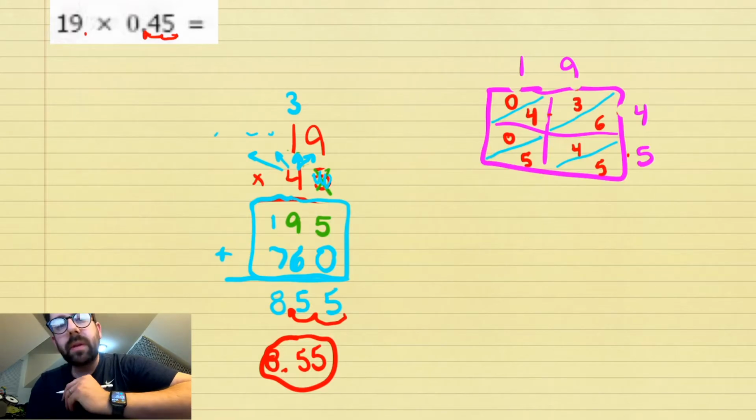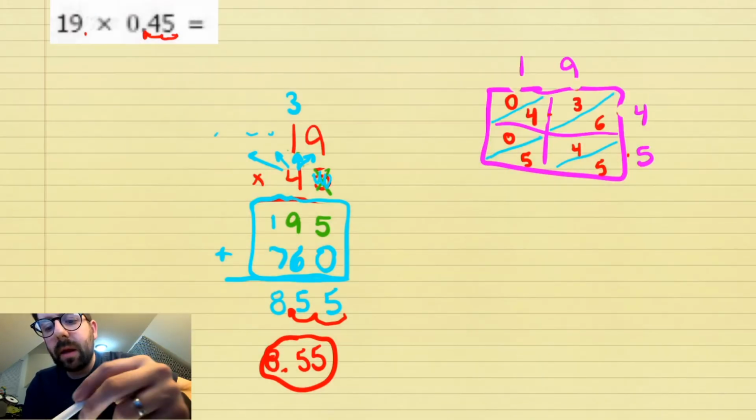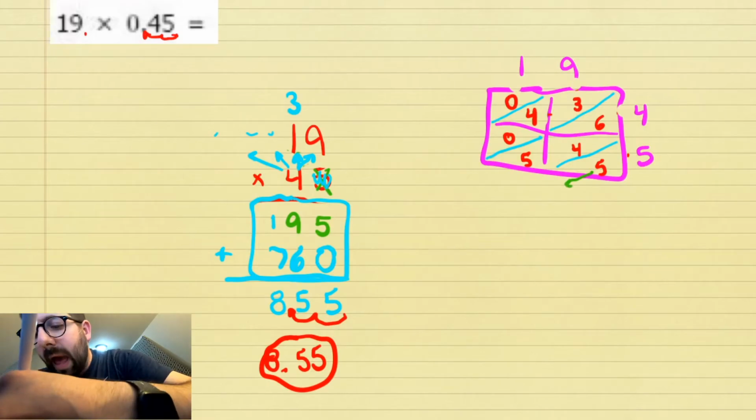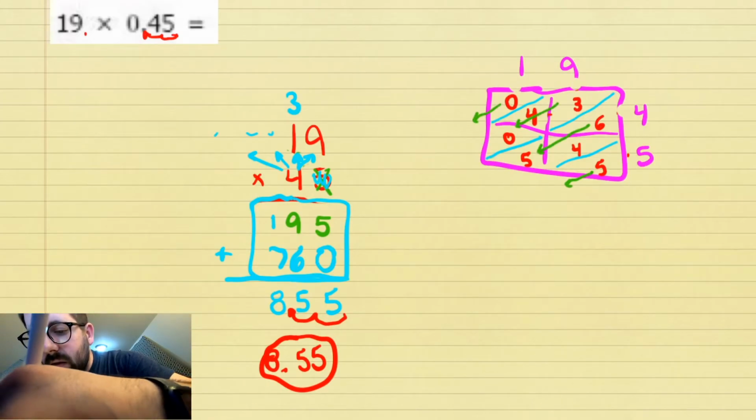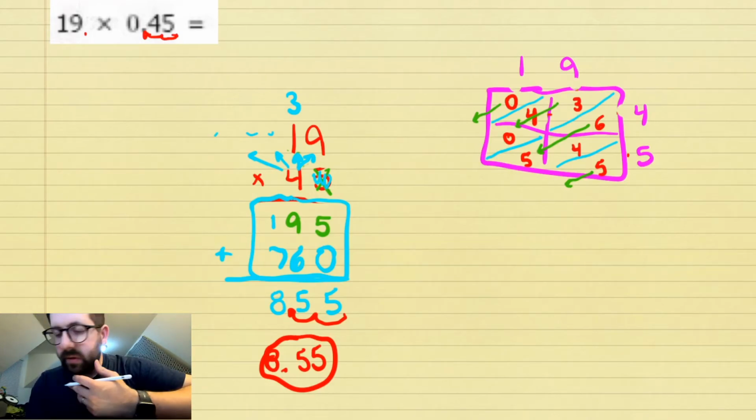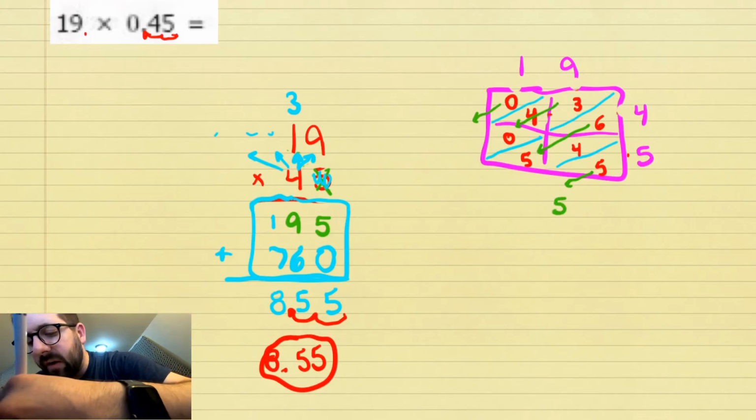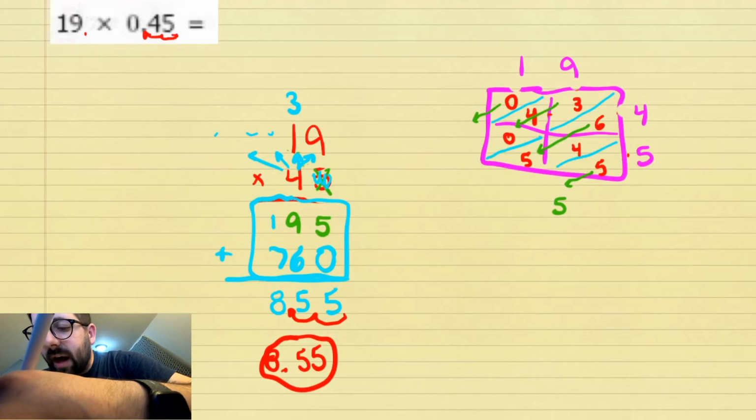And now what you do to find my final answer, and I know this is going to seem goofy, you add up the numbers that are diagonal. And if there's any carries, you carry numbers over. So the first number is a 5. The next one is 6 plus 4 plus 5. That's 15. So I put a 5 and I carry a 1 to the next column over.